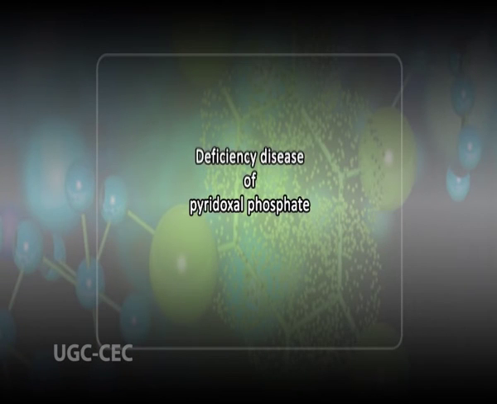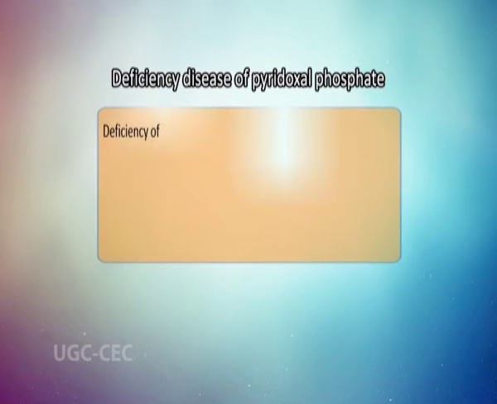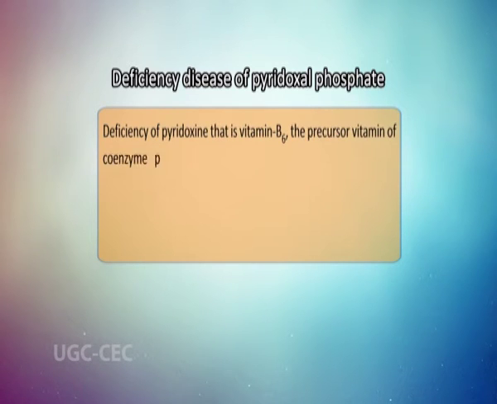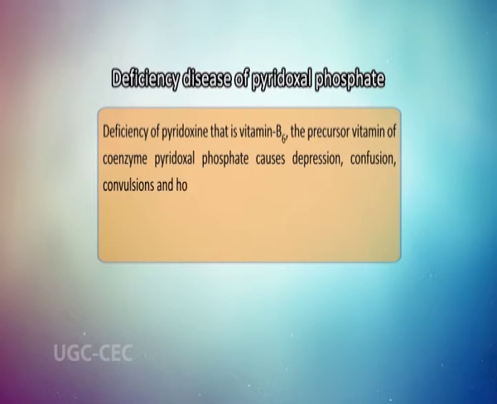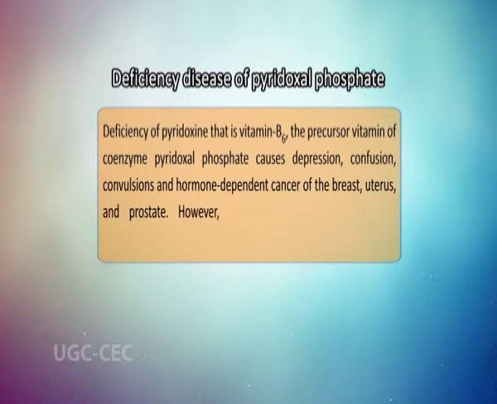Deficiency disease of pyridoxal phosphate. As coenzyme pyridoxal phosphate is important for many enzymes involved in amino acid metabolism, glycogen metabolism, and also for steroid hormone action. Deficiency of pyridoxine, that is vitamin B6, the precursor vitamin of coenzyme pyridoxal phosphate, causes depression, confusion, convulsion, and hormone-dependent cancer of the breast, uterus, and prostate. However, excess pyridoxine causes sensory neuropathy.